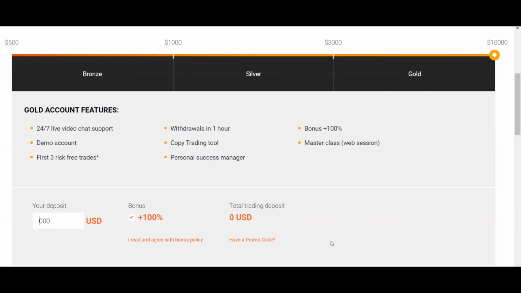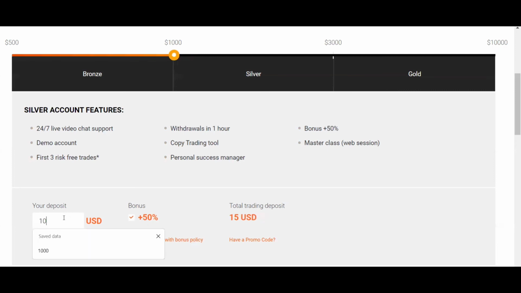So, say for example, we're going to deposit $1,000. Oh, I kind of tricked it, I think. Wow, how'd that work? I almost tricked it. So anyway, you do the $1,000. What do you do at that point?